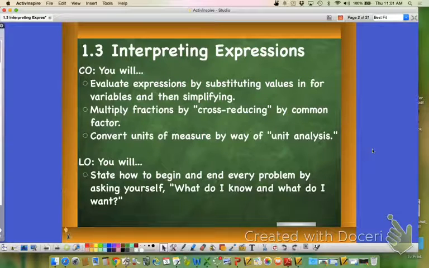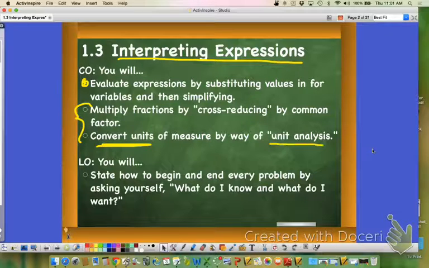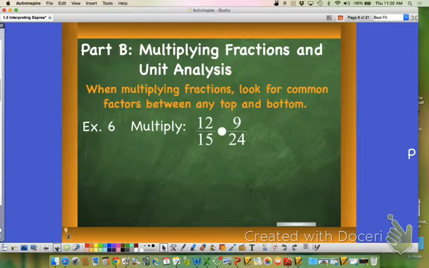Alright guys, so I said that I was going to split this lesson, interpreting expressions, into two separate videos. The first video I did was about evaluating expressions by substituting values. But this one is going to be devoted to multiplying fractions, cross-reducing, and converting units using this method that we call unit analysis.